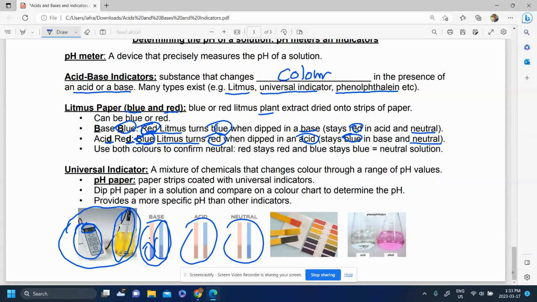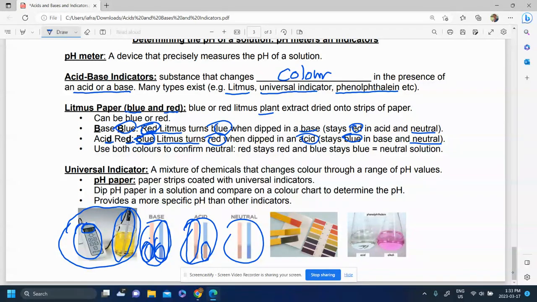Here we have red litmus paper turned blue, but blue litmus paper stayed blue. Here we have red litmus paper in an acid. This stayed red. Here we have blue litmus paper in a base. This became red. So the blue litmus paper becomes red in an acid, I should say.